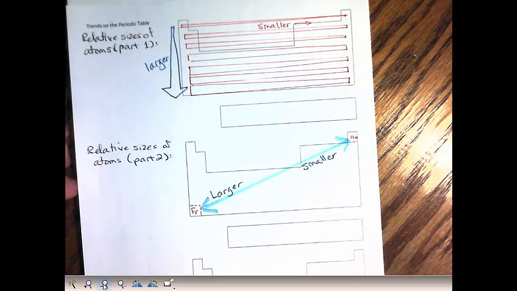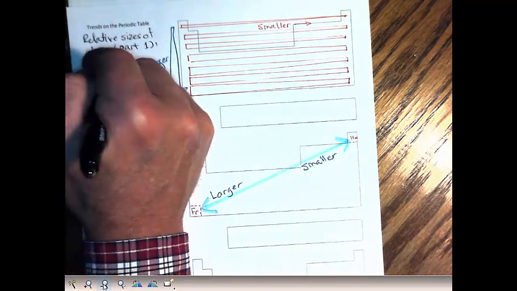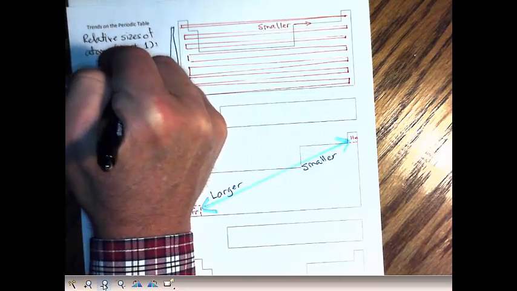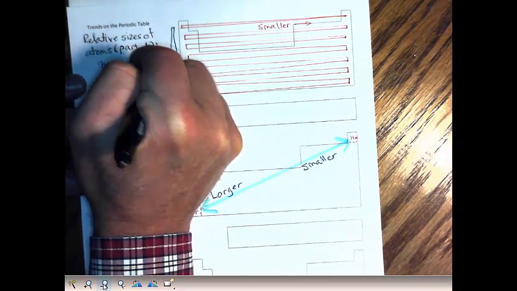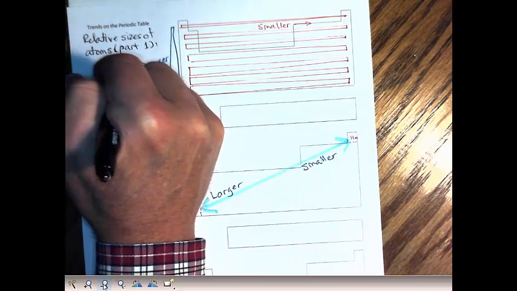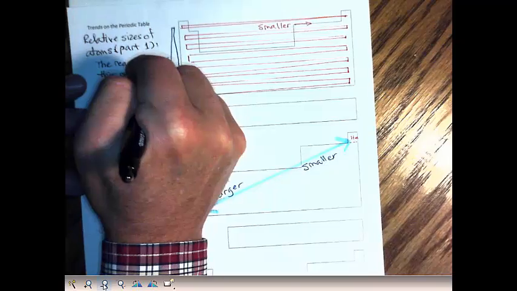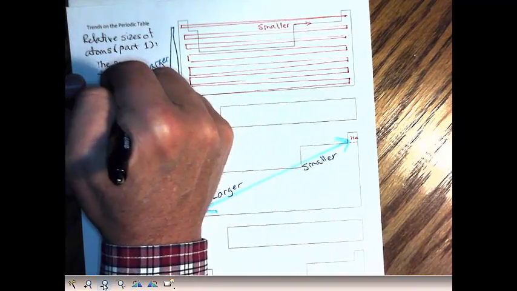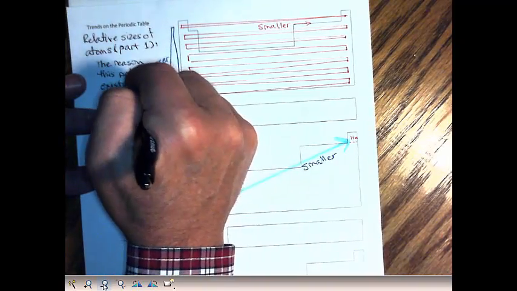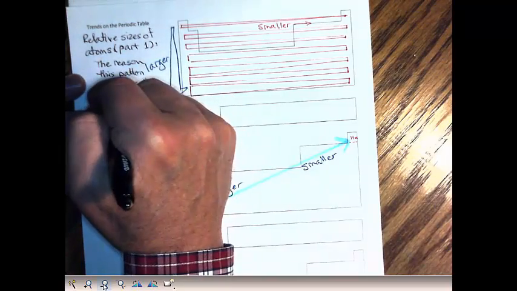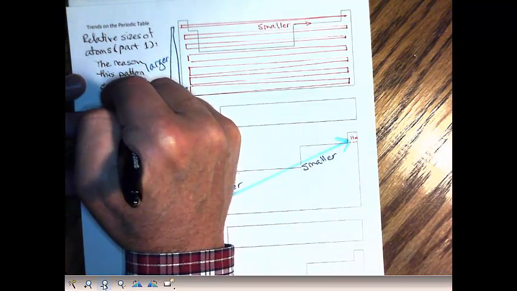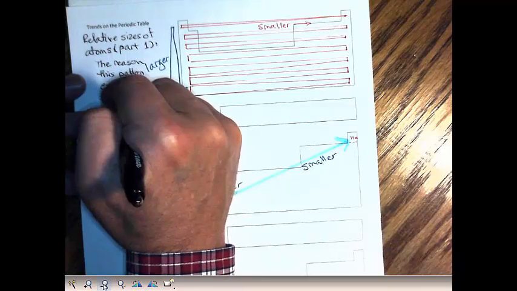Okay? So the reason this pattern exists is the shielding effect.